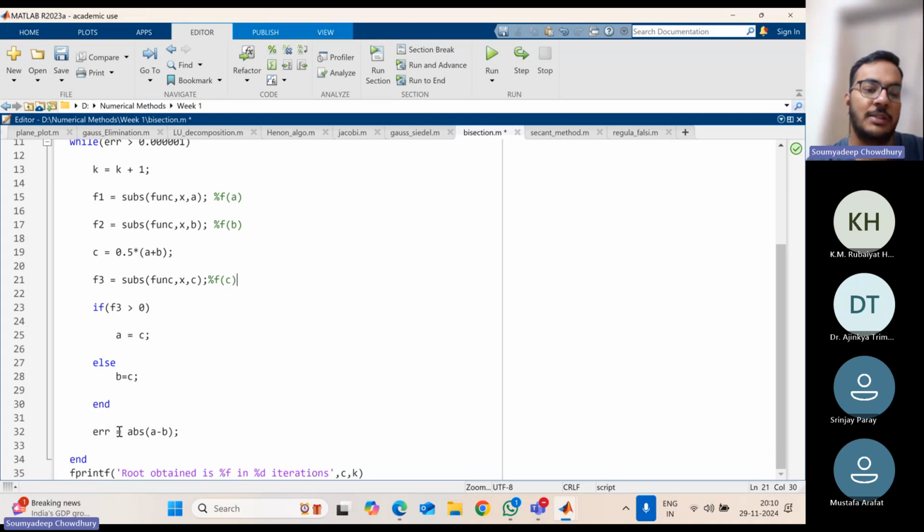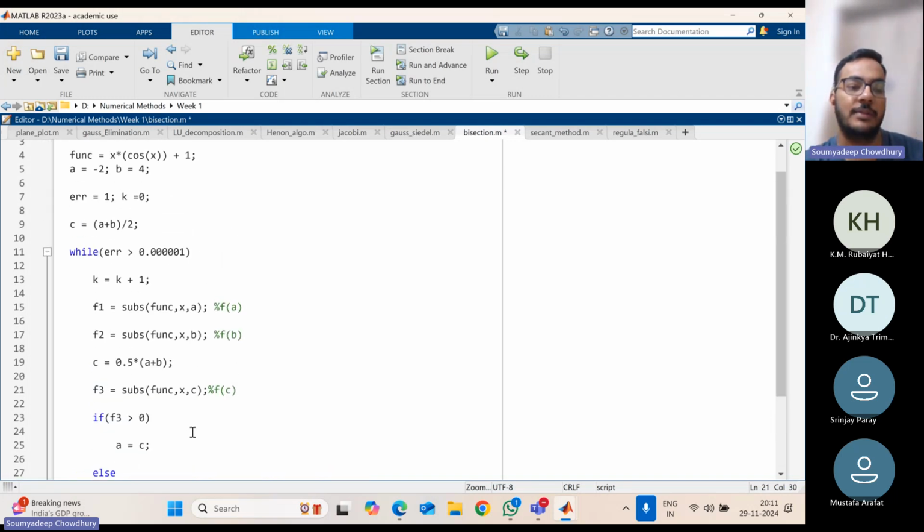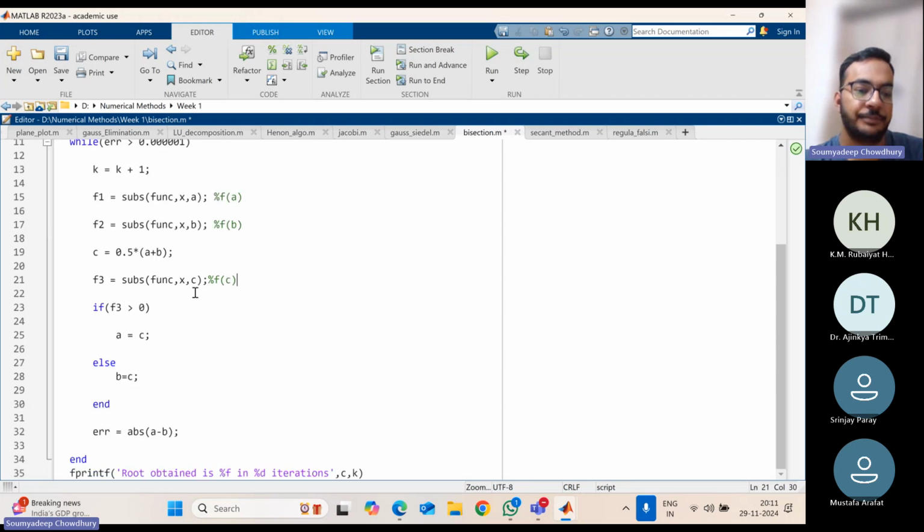Now here you need to understand the error, because we were saying in the bisection method that the limit of the root is slowly shrinking. It converges when your a and b, that is the lower limit and the upper limit, are almost equal. At that point only your convergence or your root is achieved. That's why we are doing error equals absolute of a minus b. So till this continues, and once it comes out, it prints root obtained is this. So this is a very simple MATLAB code. The second method also you can do on your own.